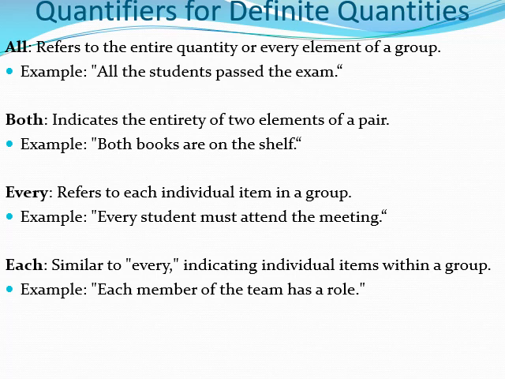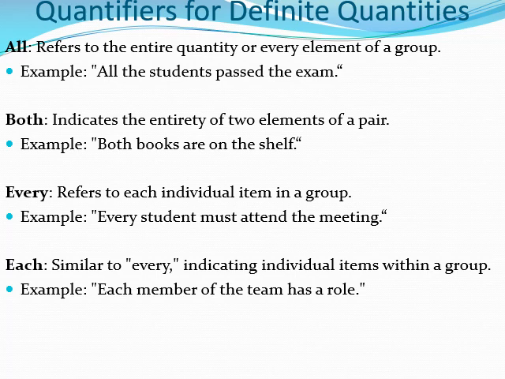Both. Both indicates the entirety of two elements of a pair. Example, both books are on the shelf. There's no exception. There's not one on the table. Both books are on the shelf. Next, every refers to each individual item in a group. For example, every student must attend the meeting.